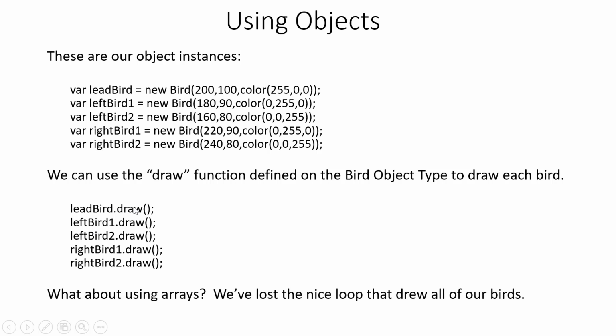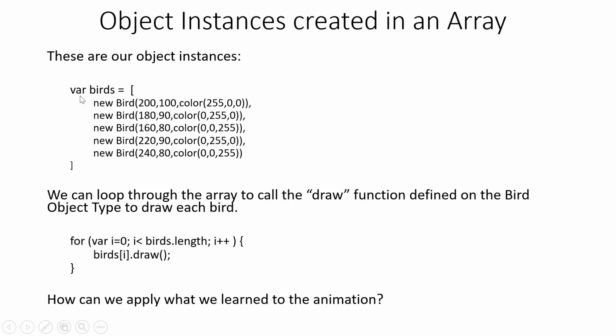We are calling draw on every variable. And before we used an array. Well, it sure would be nice to use an array. How can we put instances of this bird object type into an array? We just use our square brackets. So we say create a variable birds that is an array. All we need is the square bracket to say it's an array, and then we can make a list of things separated by commas. Well, creating a new bird is just one item.